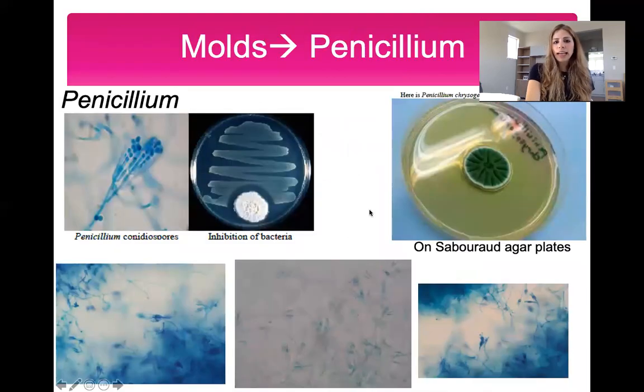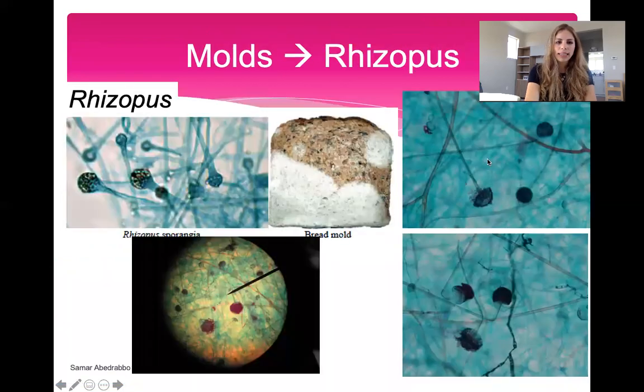Here are pictures of Penicillium. So this is a mold. This is where we get our antibiotic penicillin from. And this is what Penicillium looks like under the microscope. Here are images of Penicillium chrysogenum. This is a microscopic image, and all of these again were stained with lactophenol blue stain. And here is an agar plate. Here is the mold. This is bacteria. Around the mold we see no bacteria growing, which is great. This revolutionized medicine. And then here is the mold growing on Sabouraud agar plates.